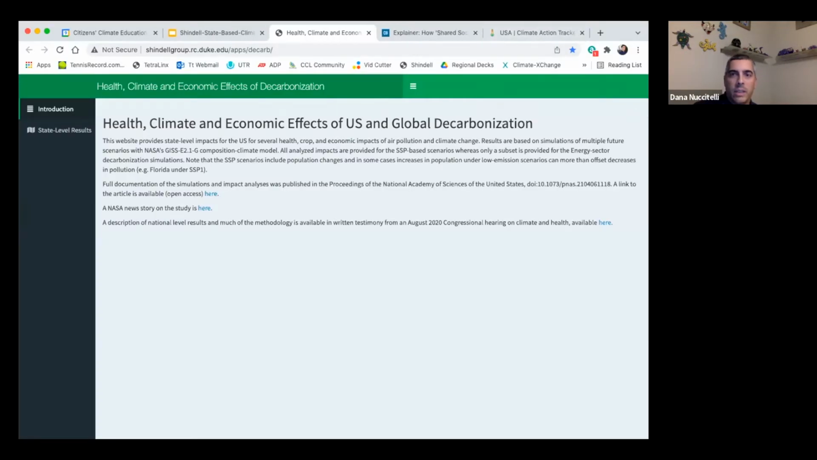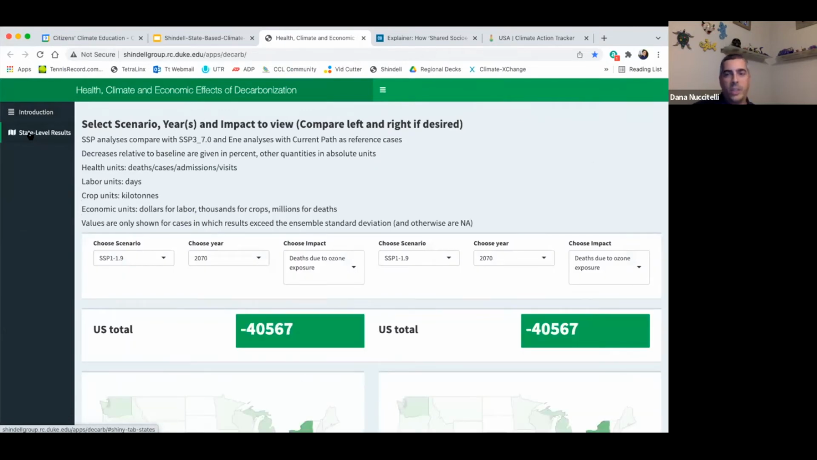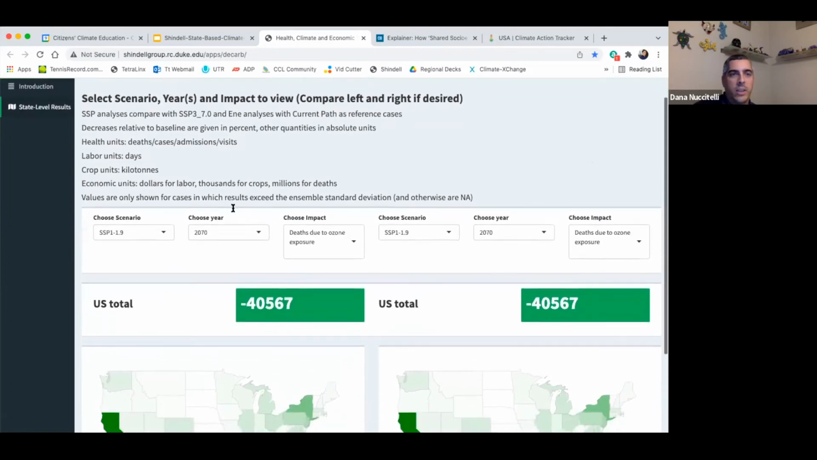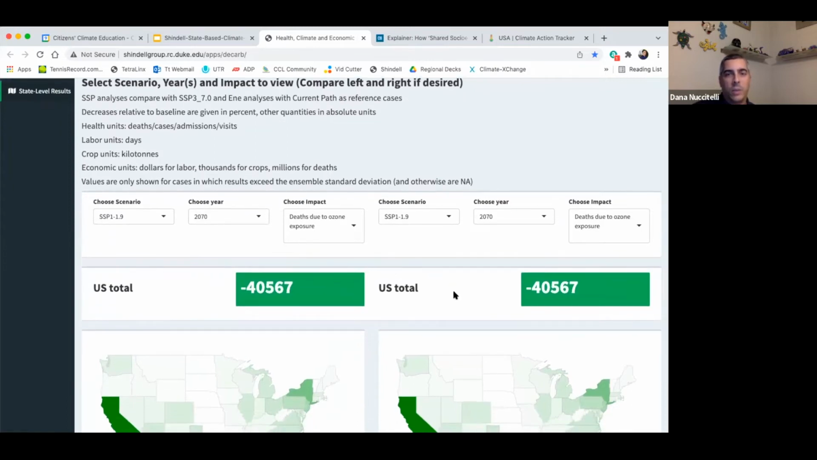So this is the page of the tool. On this left side, this is just a little intro text, and then you go to the state level results on the left, and that takes you to the tool itself. There's some explaining text at the top, where it talks about how you select the scenario you want to look at, the years you want to compare, and the specific impact you want to view with these three bars. And then there are two different ones. If you want to compare two different scenarios side by side, you can do one on the left and one on the right, and then make a comparison. Or if you just want to look at one scenario, you can use just one or the other.